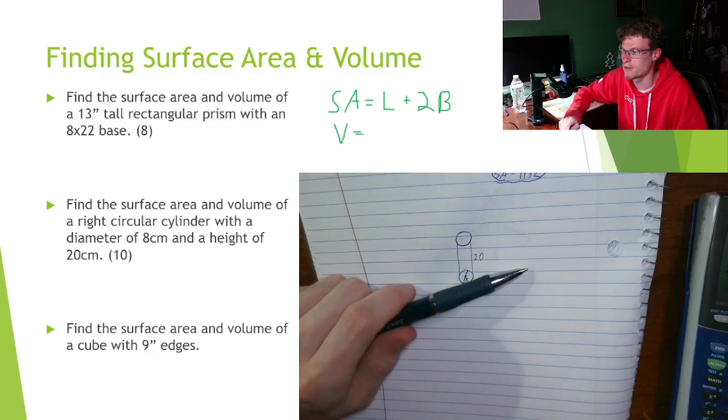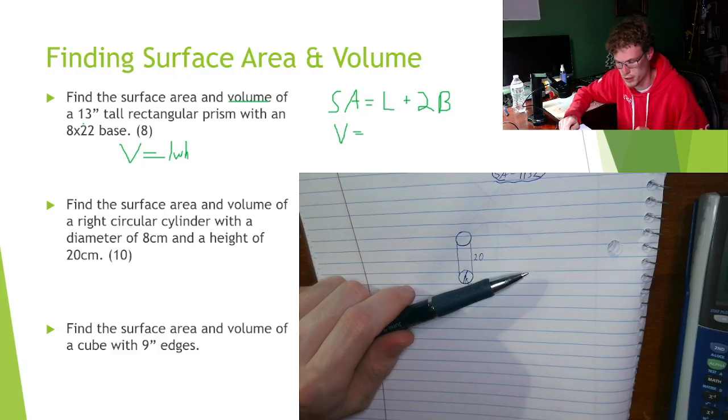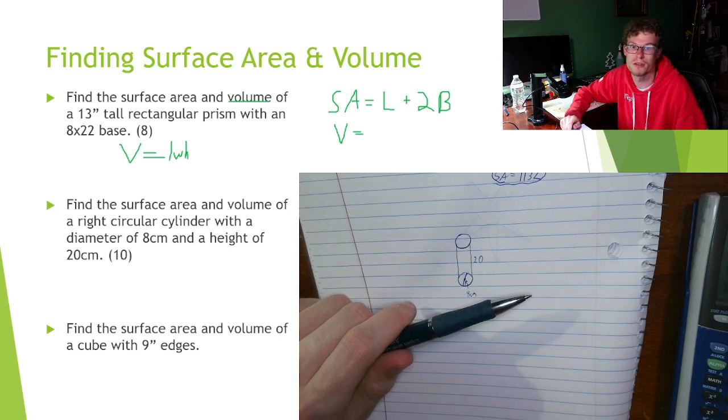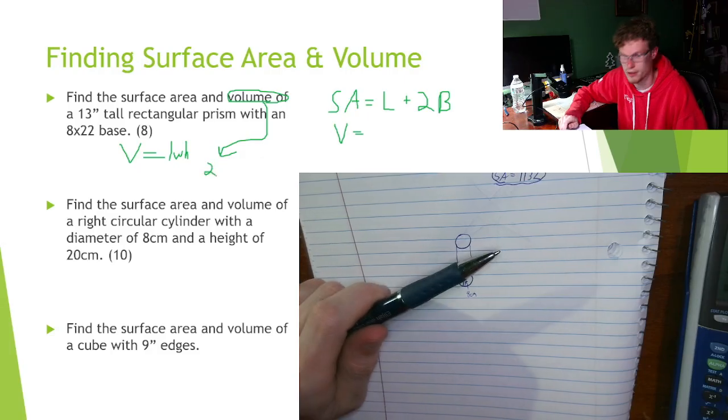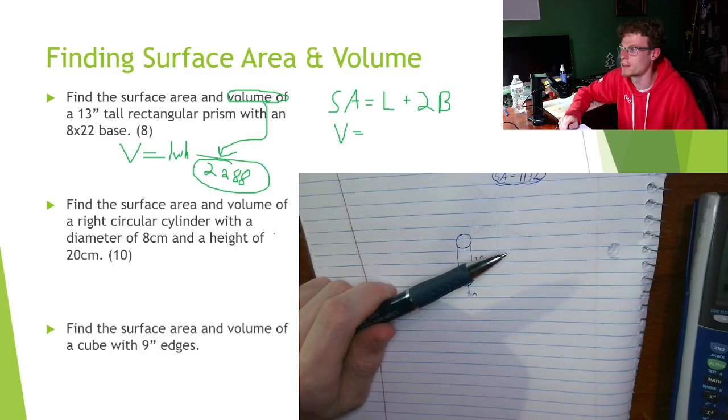we actually didn't find the volume of the rectangular prism yet either. But for the volume, let's back it up. Volume equals length times width times height. All you have to do is multiply all those together. So that means 13 times 8 times 22 gives us 2,288. So the volume here is 2,288. My bad, I totally missed that. So there you go, 2,288.